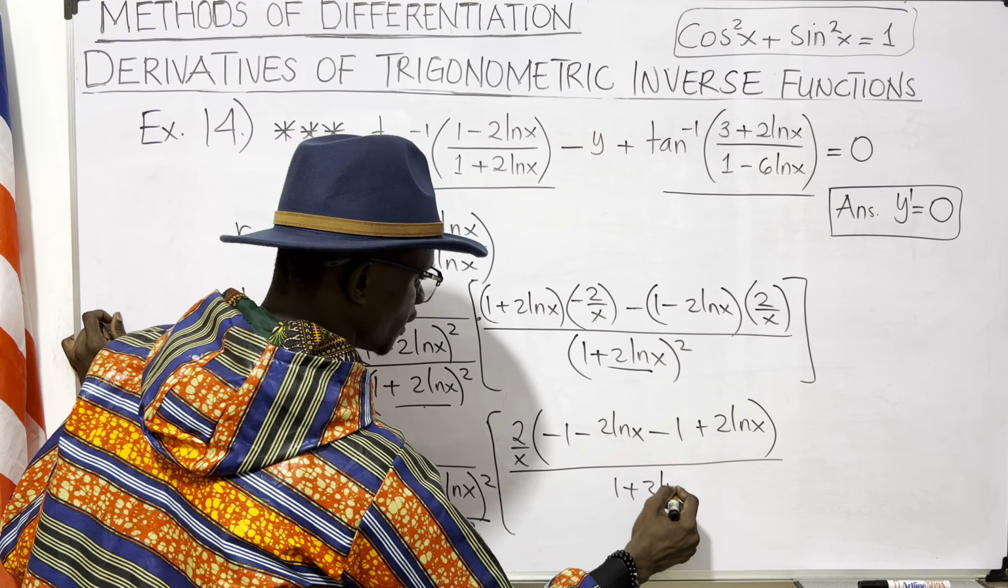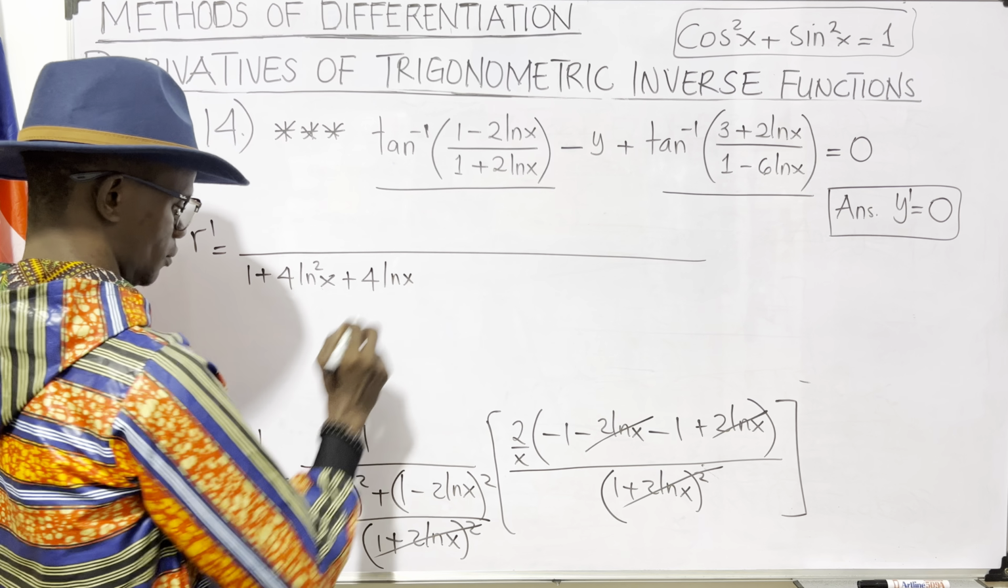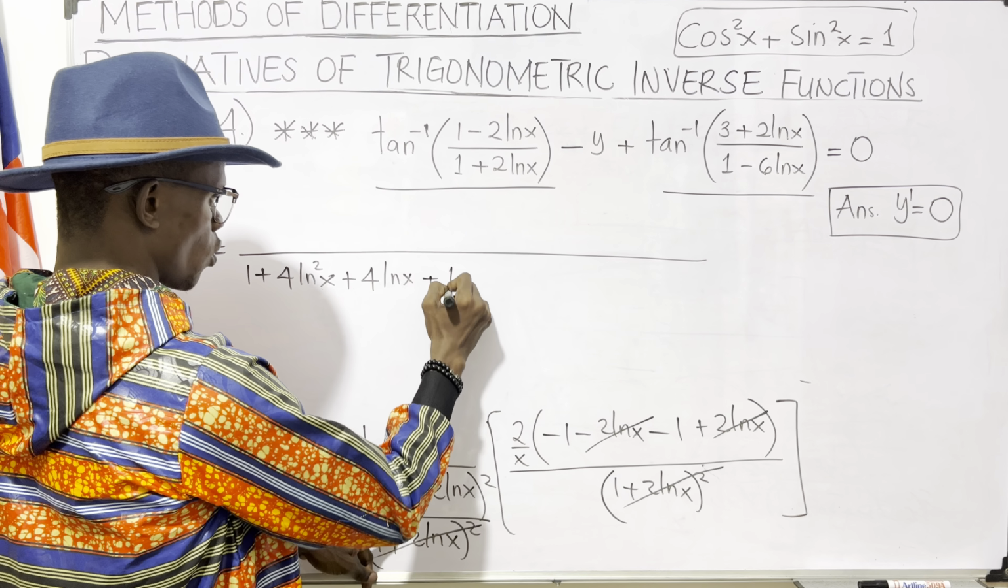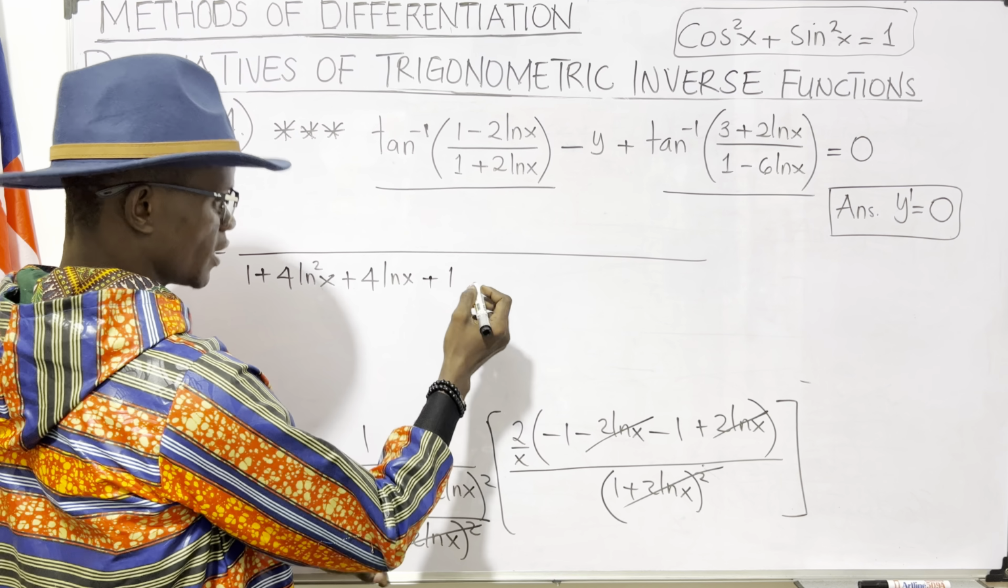Similarly, we can do it for these two. For the first one, we have 1 plus the square of this one, so it's 4 ln squared of x. Then we multiply 2 times 1 times 2 ln of x, which is 4 ln of x. On this side, we have plus 1 squared, then this squared is positive 4 ln squared of x. Then 2 times 1 times this one, so it's minus 4 ln of x.